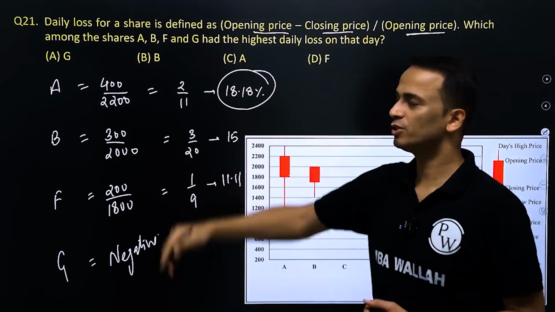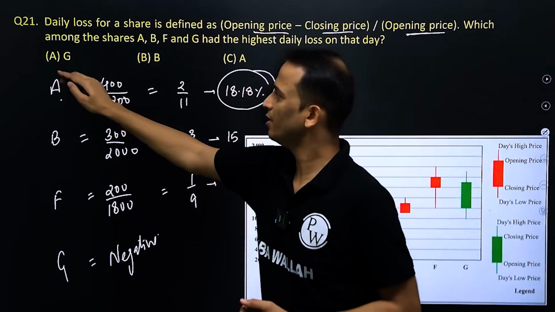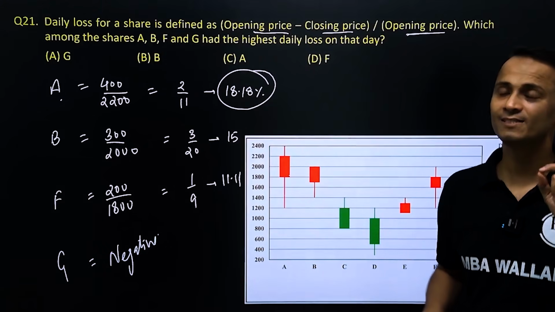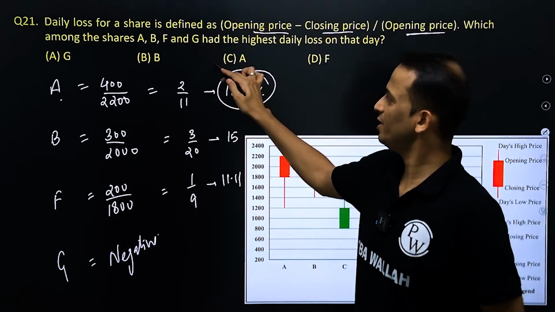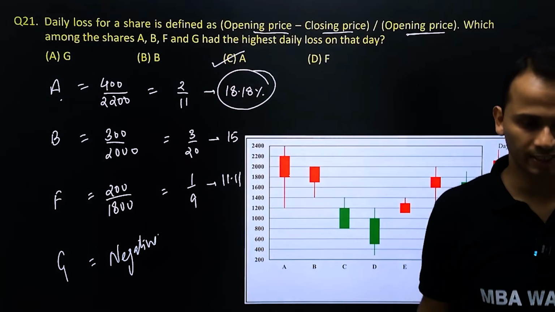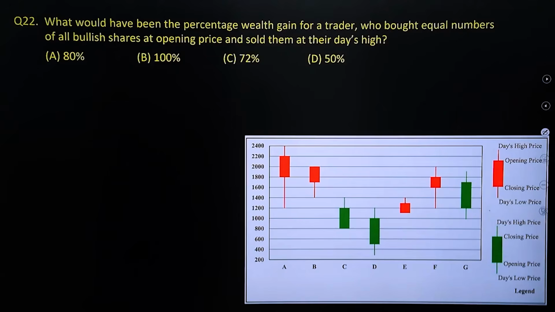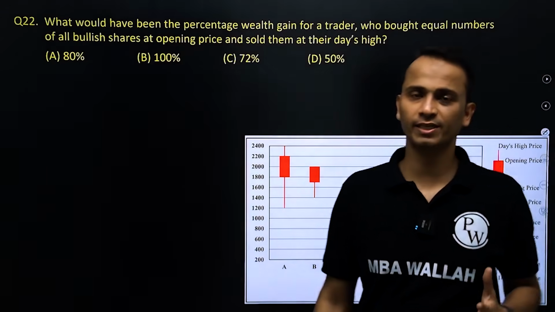So out of these, this one is highest, A, right? So A, B, F, G. It's not option A, it's the share A. Share A is option C, which is the correct answer, right? Next on, question number 22, the last question of this set.